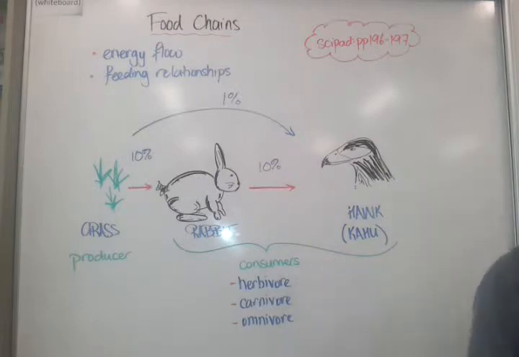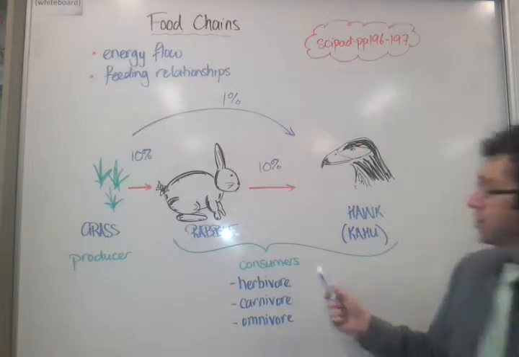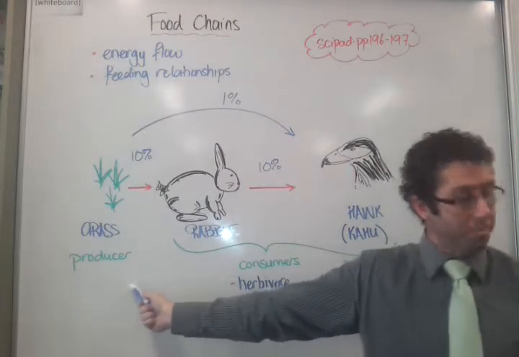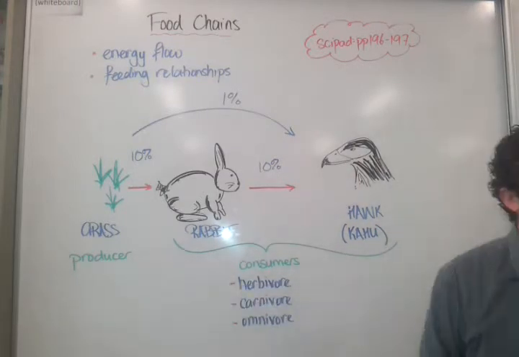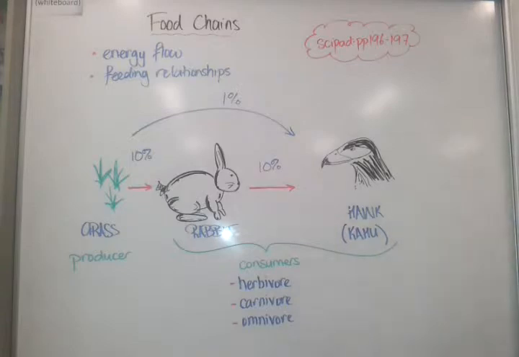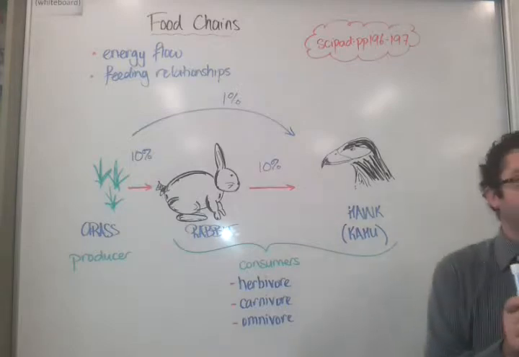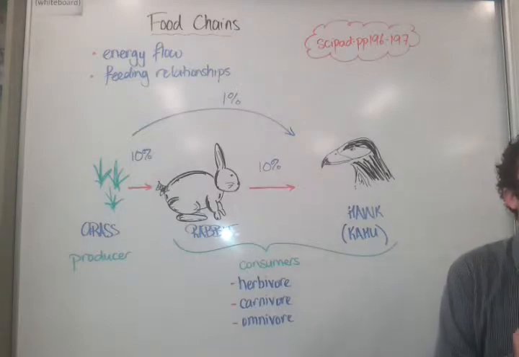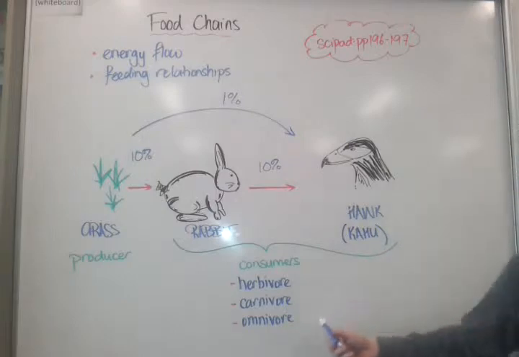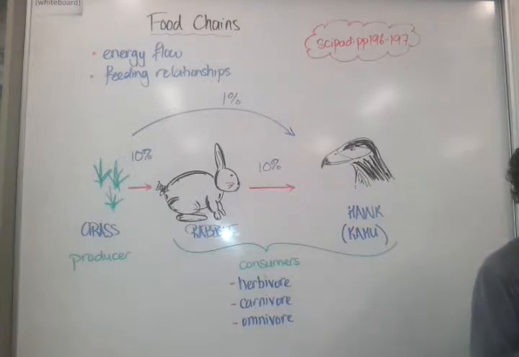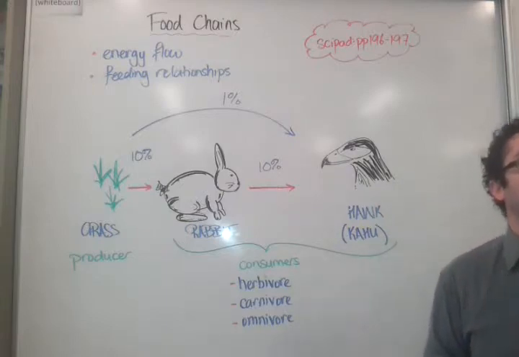Herbivores, which are things that only eat plants, so things that only eat producers or plants. Carnivores, things that only eat meat. So let's be more scientific. They only eat other animals. Very good. What about omnivore? They eat both. Now humans and goats are very good examples.